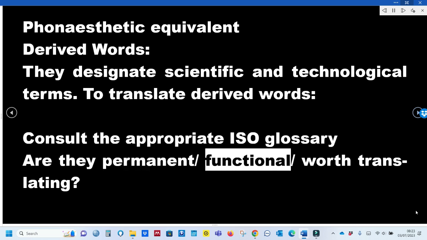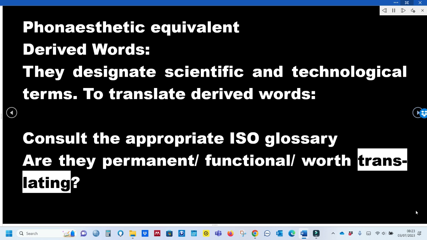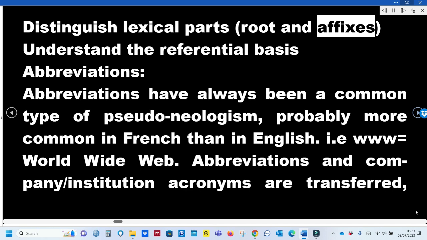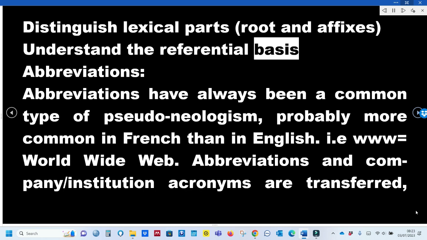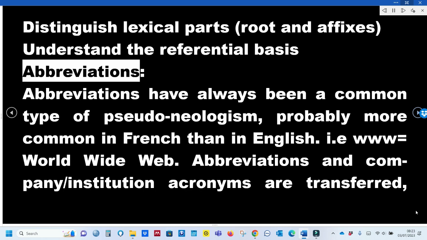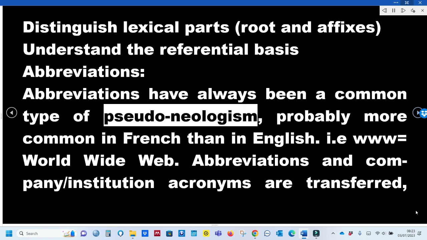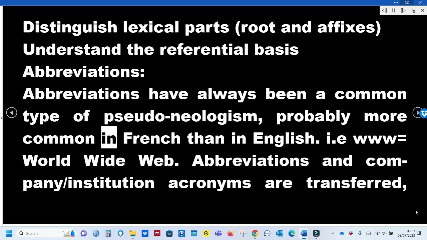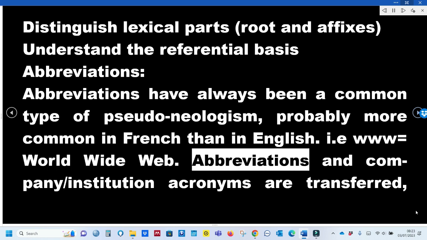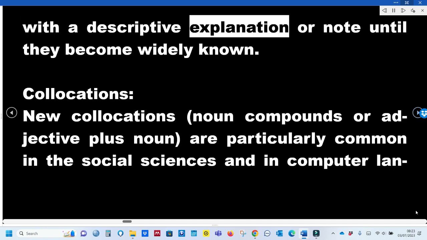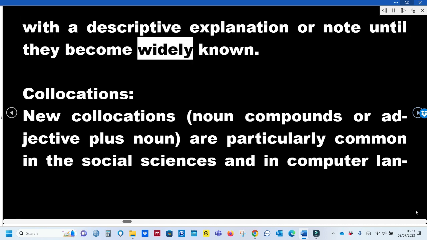Are they permanent or functional or worth translating? Distinguish lexical parts, root and affixes. Understand the referential basis. Abbreviations. Abbreviations have always been a common type of pseudo-neologism, probably more common in French than in English. For example, WWW equals World Wide Web. Abbreviations and company institution acronyms are transferred, with a descriptive explanation or note until they become widely known.